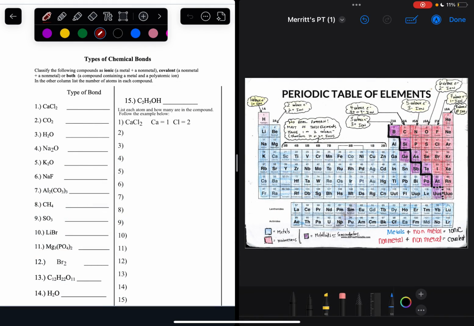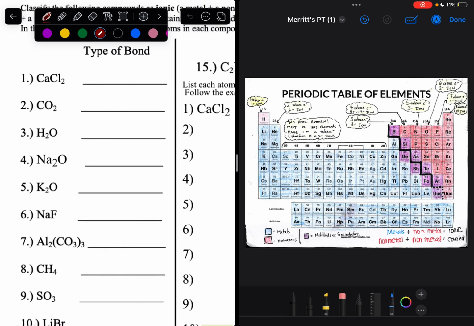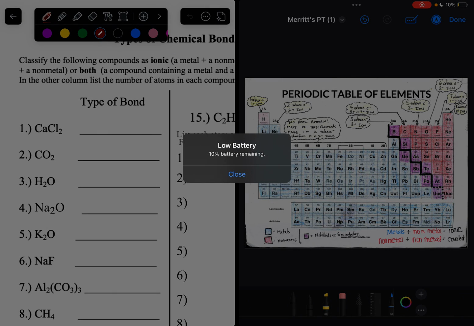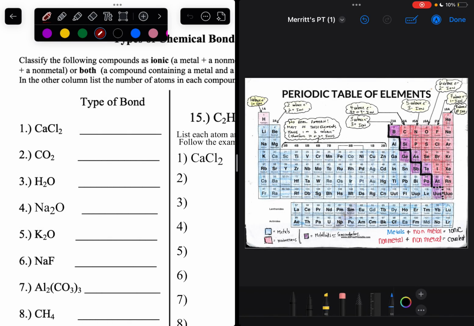So having that information handy is going to make it much easier to identify what type of chemical bonds we're working with here. So I'm going to want to look at each of the elements that are listed in these compounds and figure out if it's a metal or a nonmetal and what they make together. So I'm going to color code mine blue and red because that's what I used on my periodic table here. But if you used different colors on your periodic table when you colored yours in, you can use those.